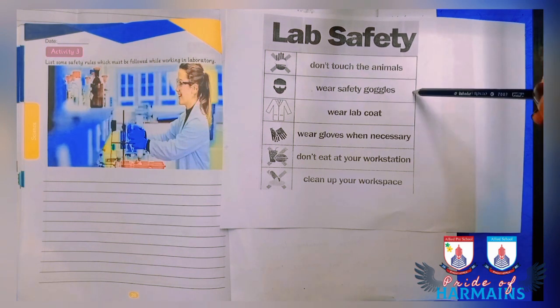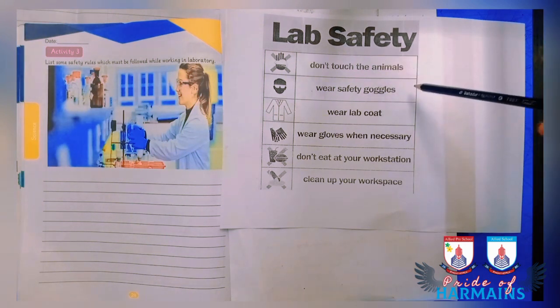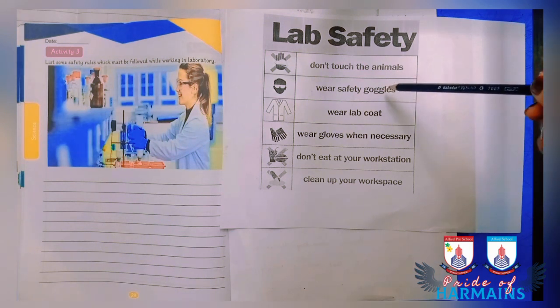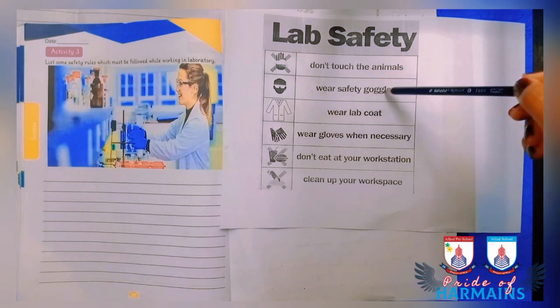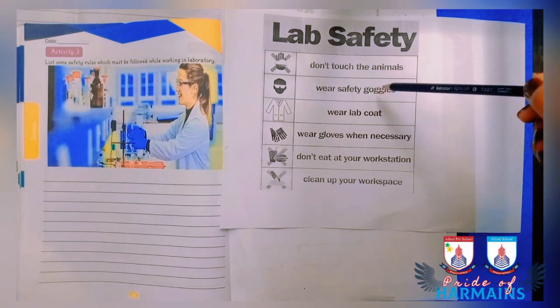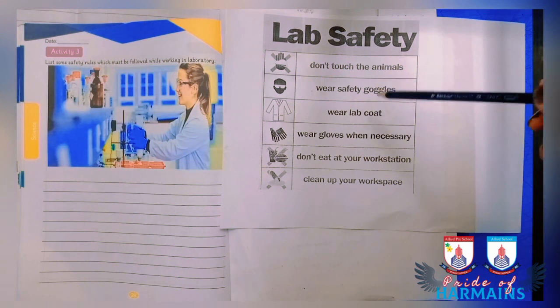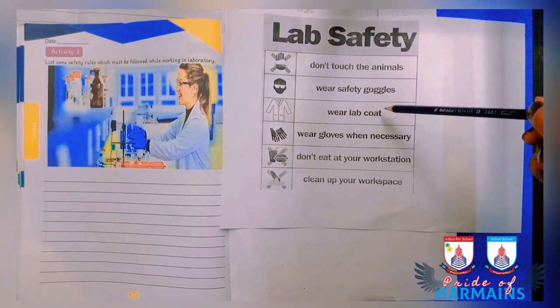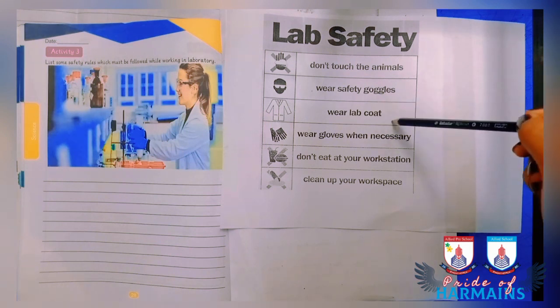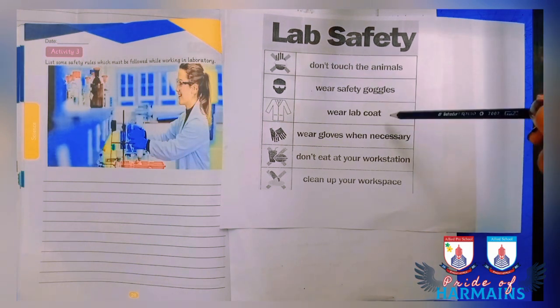The second rule for using the laboratory is to wear safety goggles. You should always wear safety goggles when using the laboratory, because many chemicals release gases that are harmful for your eyes. So coming toward the third rule, the third and the most important rule for any laboratory is to wear a lab coat.